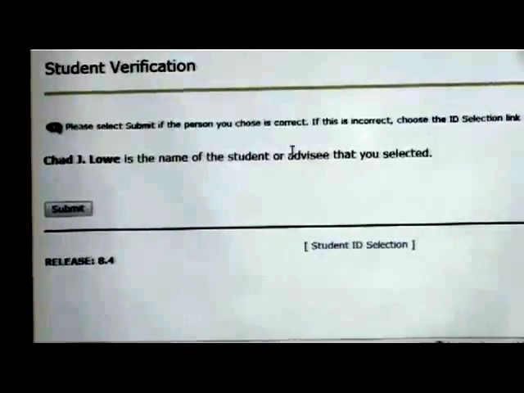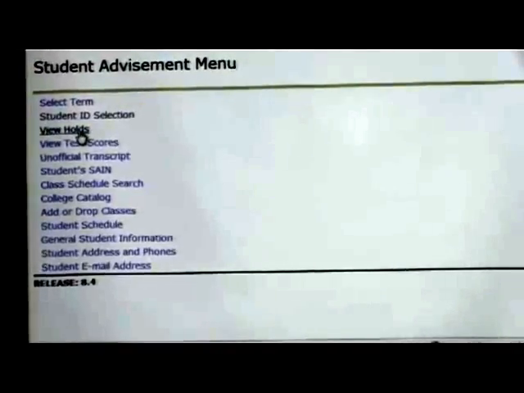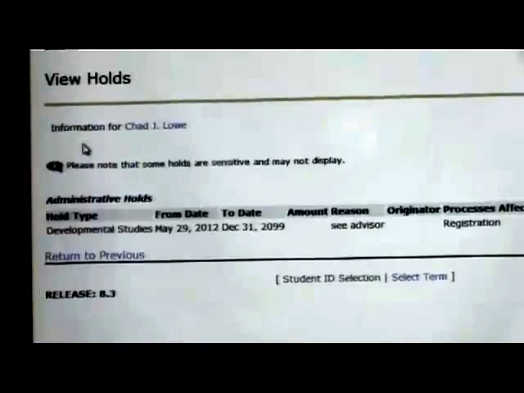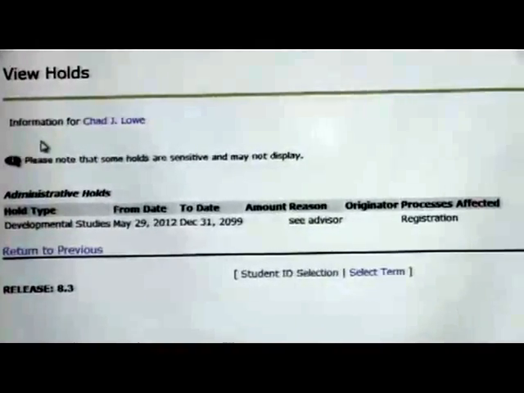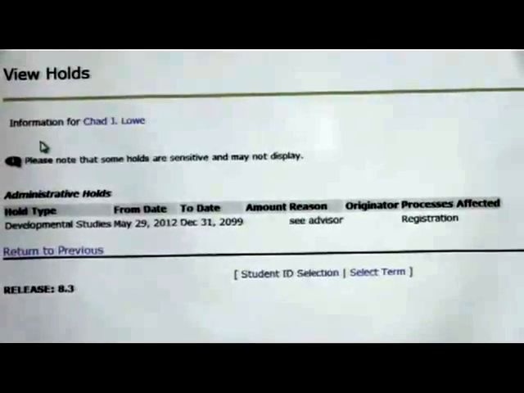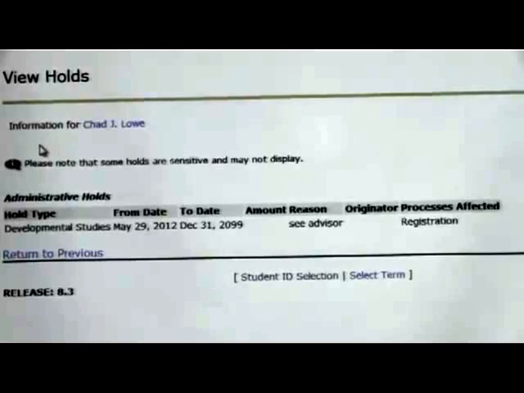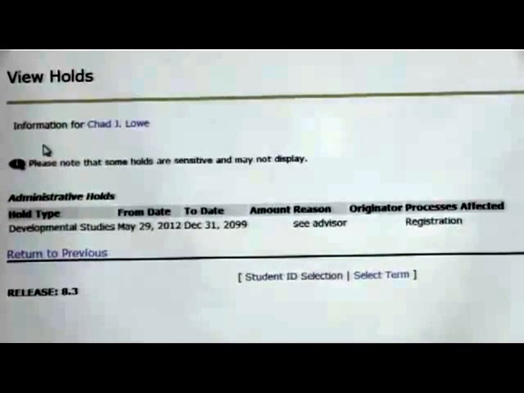And there's Chad. So he comes up. If you want to see if Chad has any holds on his account, we see Chad has a developmental studies hold, so that means that Chad would need you to sign a blue piece of paper. Other holds that might come up there is a financial hold. You send him to cashier. Or the medical hold.